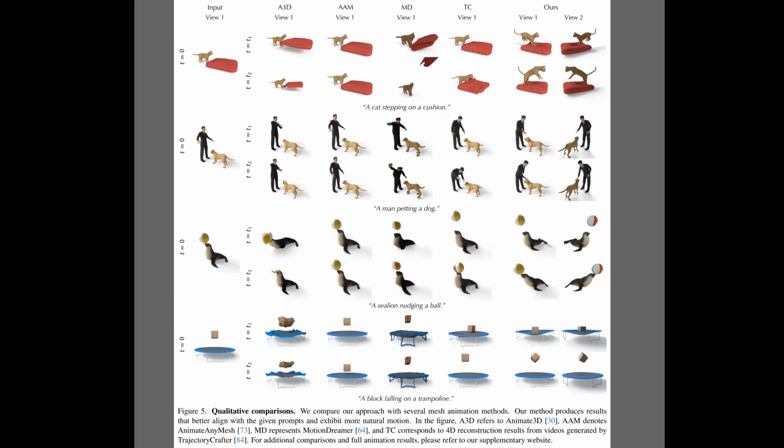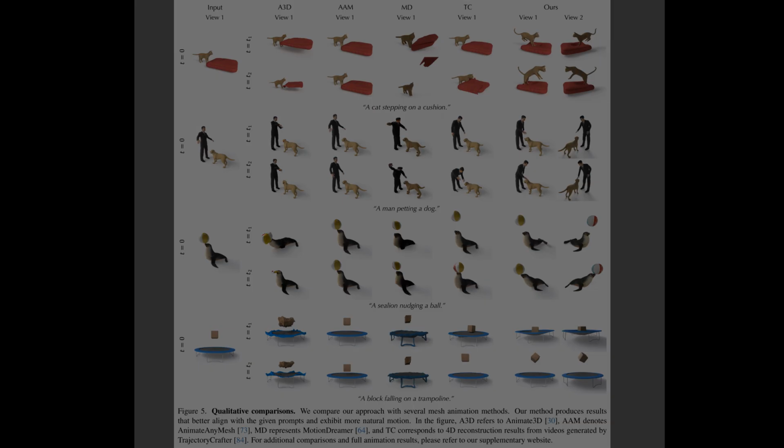While Table 1 quantified the lead, Figure 5 visualizes why the gap is so large through qualitative comparisons. The layout displays the initial input on the left, followed by 4 baseline methods, and finally the CHORD results on the far right. In the top row, which depicts a cat stepping on a cushion, previous methods like Motion Dreamer suffer from severe distortion or simply slide the object without interaction. In contrast, the CHORD columns show the cat naturally lifting its legs and the cushion compressing under its paws. We see this physics awareness again in the bottom row, where the model correctly captures the elastic deformation of a trampoline as a block falls onto it.